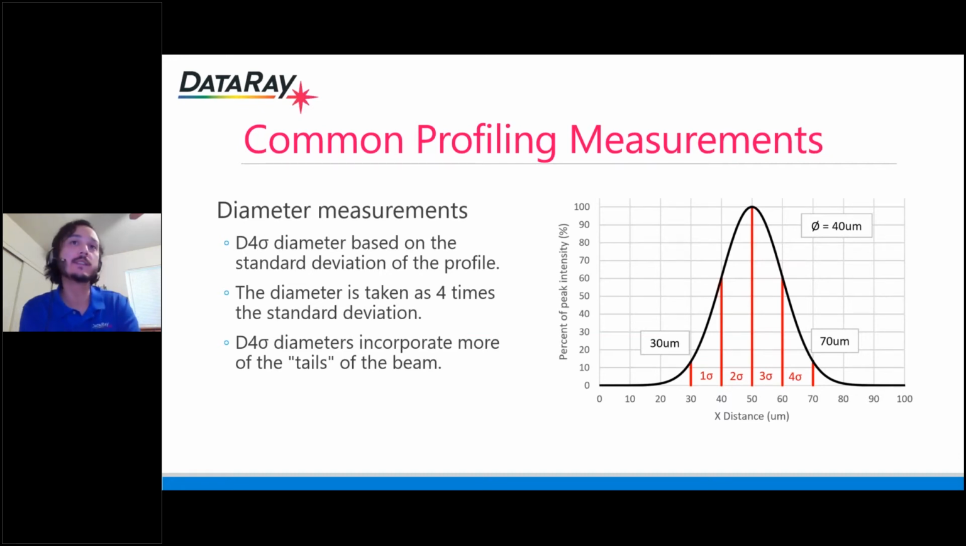So in addition to these percent intensity clip levels, we also have other methods of determining the diameter. So D4 sigma diameter is a very common one used in ISO 11146. It's based on the standard deviation of the entire profile. So you get the entire profile, find the standard deviation, and multiply that by 4 to find this diameter. It's interesting to account for, since like we talked about before, these perfect Gaussian tails come down. The standard deviation takes those into account. So this diameter inherently takes the tails into account a little bit more.